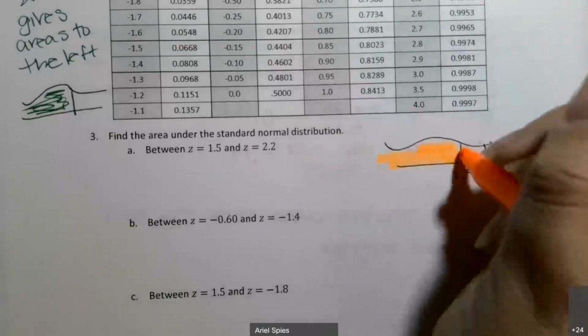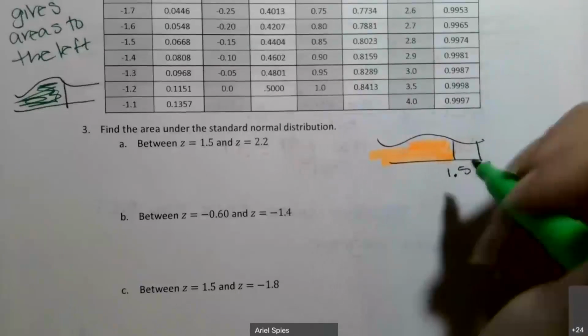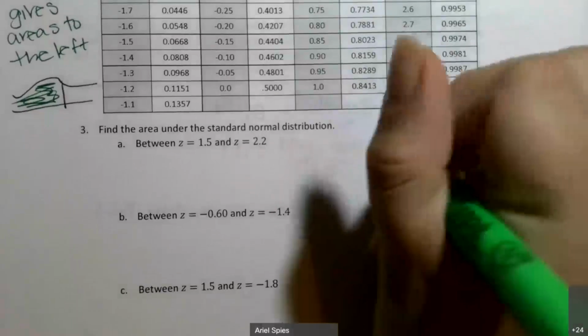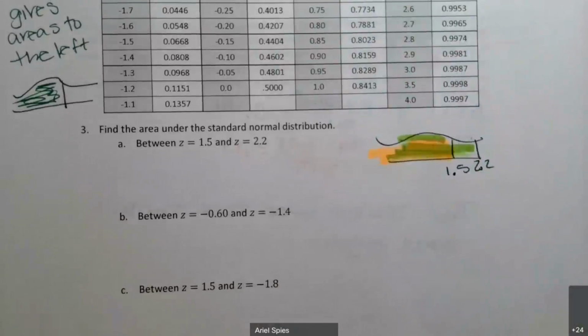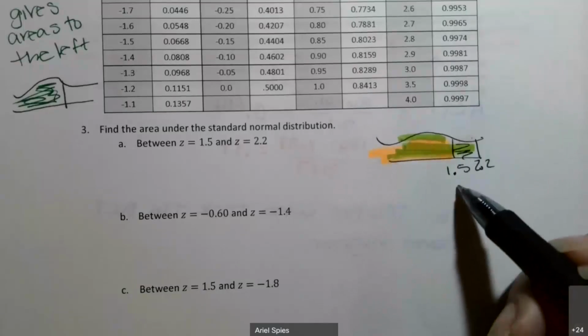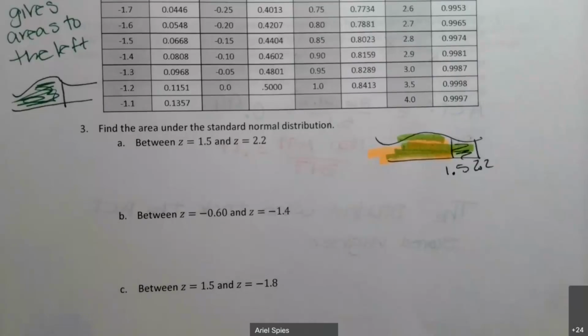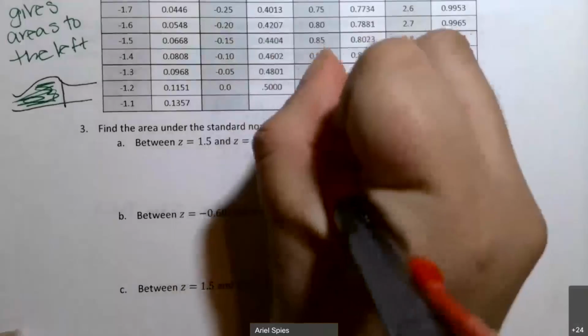So for 1.5, it's giving me everything in orange. And for 2.2, it's going to give me everything in green. Notice if I care about in between those data values, I only care about this portion right here, not the overlapping piece. So to get rid of that, I would subtract the orange piece away, which was the 1.5. So when it asks me to find the area between two values, I want to subtract the areas.